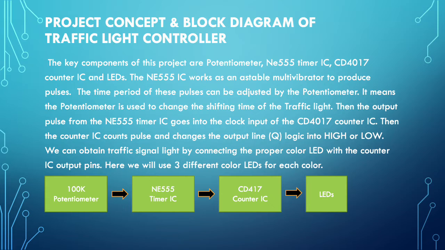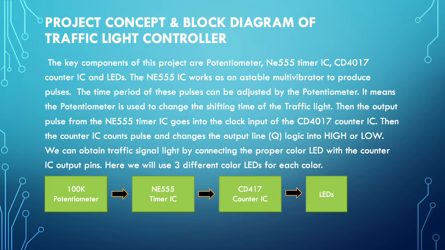Project concept and block diagram of traffic light controller. The key components of this project are potentiometer, 555 timer IC, CD4017 counter IC, and LEDs. The 555 IC works as an astable multivibrator to produce pulses. The time period of these pulses can be adjusted by the potentiometer. It means the potentiometer is used to change the shifting time of the traffic light.